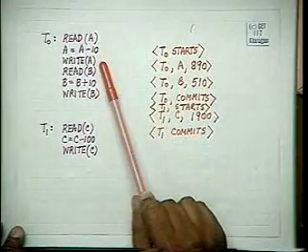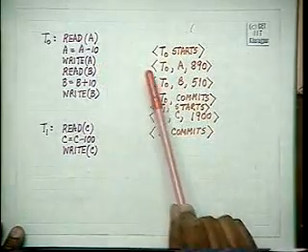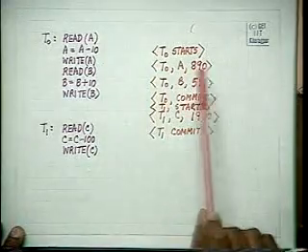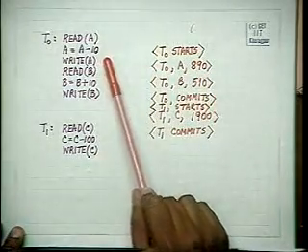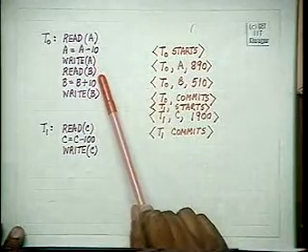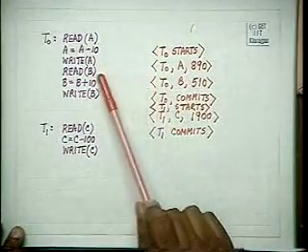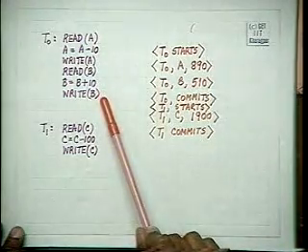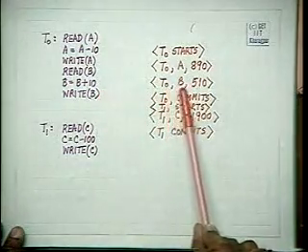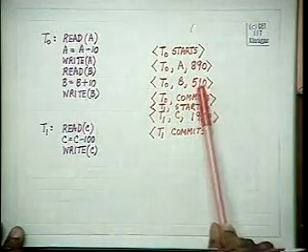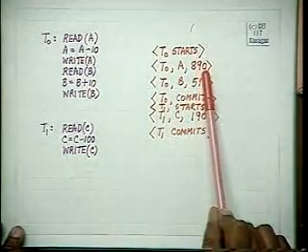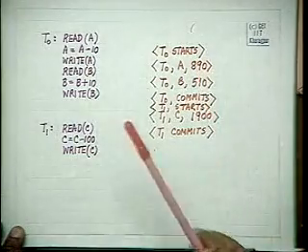In deferred database modification, when write A is done, then <T0, A, 890> will be written onto the log, but the actual write will not take place. For read B, nothing will be written onto the log. B assigned B plus 10, then write B. Write B will not be executed, but <T0, B, 510> will be written onto the log. Initially it was 500, now it will be 510. Initially this was 900, this will be 890.